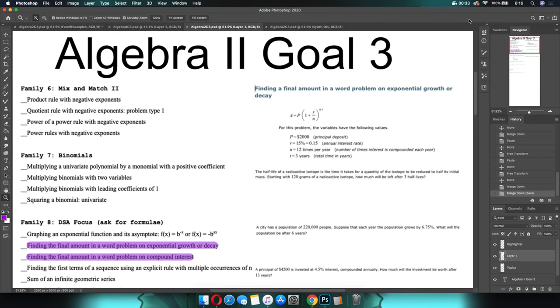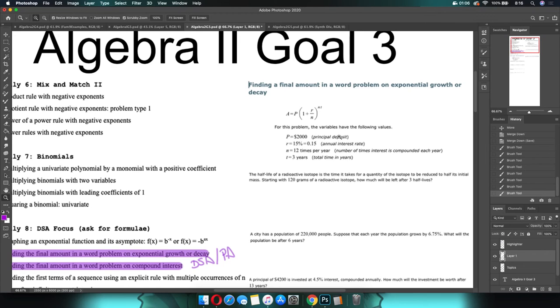First things first, this is probably the most important video of the bunch because of these topics I'm going to be doing: finding the final amount of a word problem using exponential growth and decay in its various permutations. This is a grand total of 3 questions on the DSA, and this is also on the PA. So this is the formula you need to know the most. I cannot give you this formula on the test or the PA. You have to be able to do this under your own power. So let's zoom in a little bit and tell you guys what you need.